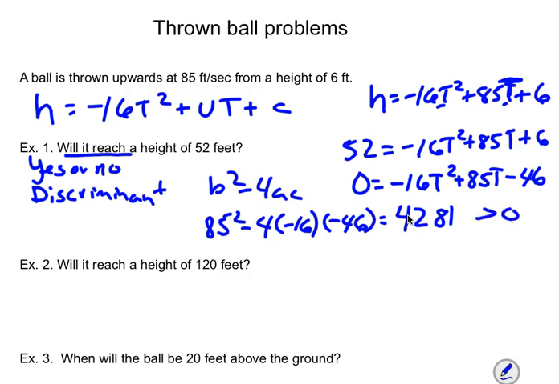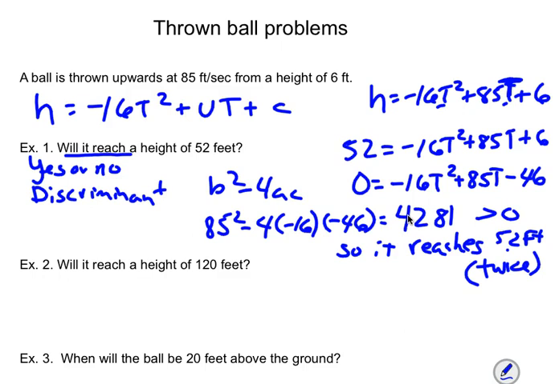When the discriminant is positive, there's 2 answers, right? So that is positive, so it reaches 52 feet, and it actually does it twice, because there's 2 answers. It'll be on the way up and on the way down.